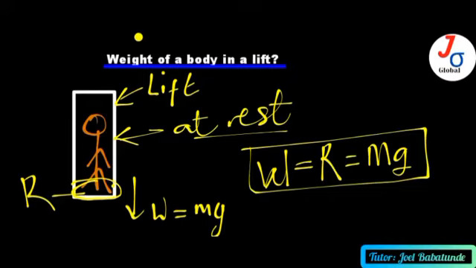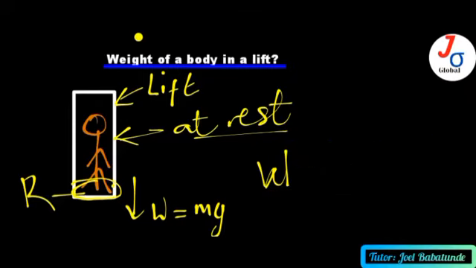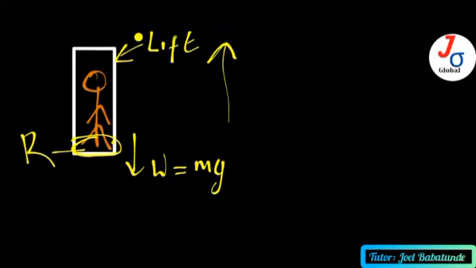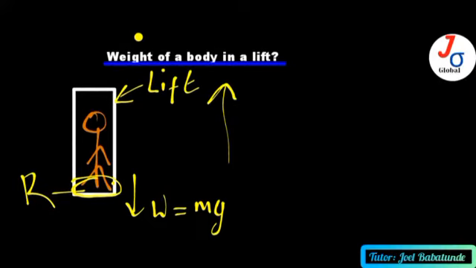Now if the lift is not at rest, let's say the lift is moving upwards, like the lift is going up. So what will the weight of the man be? Now remember that it's moving up with a particular acceleration. We don't know, let's just call it a. So now let's say the lift is moving up with an acceleration a upwards. Now the man is being pulled upwards by the lift.